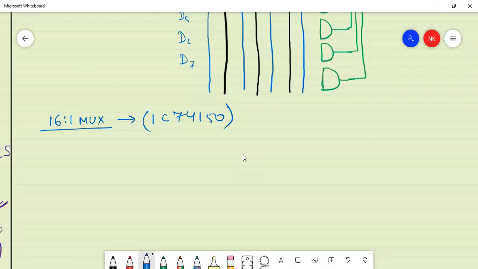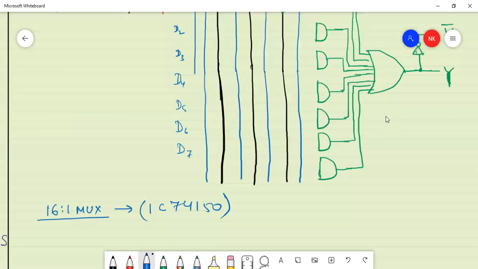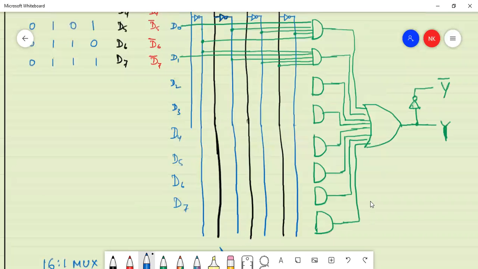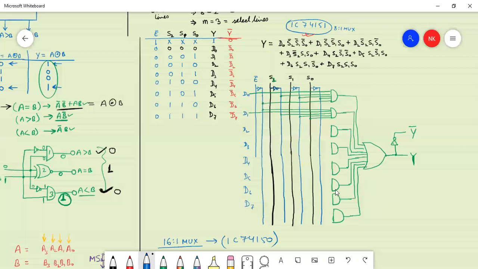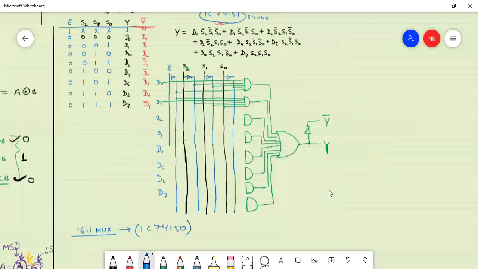ओके, तो 16:1 मक्स का ये आईसी तो है हमारे पास. सो जैसा कि हमने 8:1 मक्स को डिजाइन किया है, इन द सेम वे वी कैन डिजाइन 16:1 मक्स आल्सो. सो उसमें क्या होगा, 16 AND गेट्स हमारे पास होंगे और एक OR गेट होगा इन दैट केस. ओके, सो ये जो हमारे पास 8:1 मक्स हमने यहाँ पर देखा है, based upon this 8:1 mux, we can draw this truth table for 16:1 mux also, and in the same way we can draw this logic diagram for 16:1 mux.